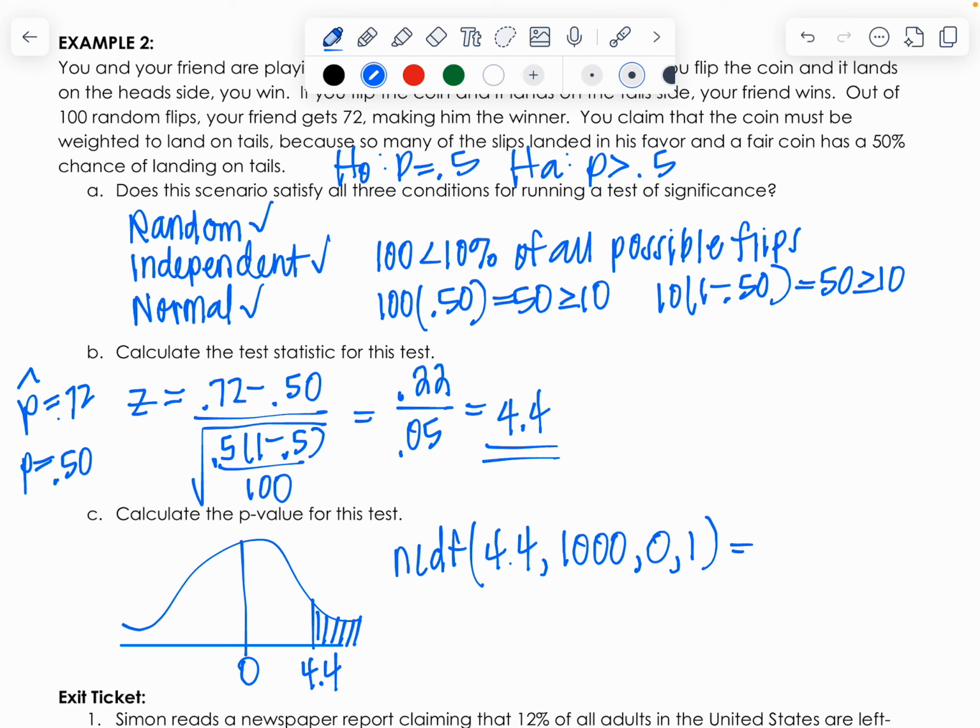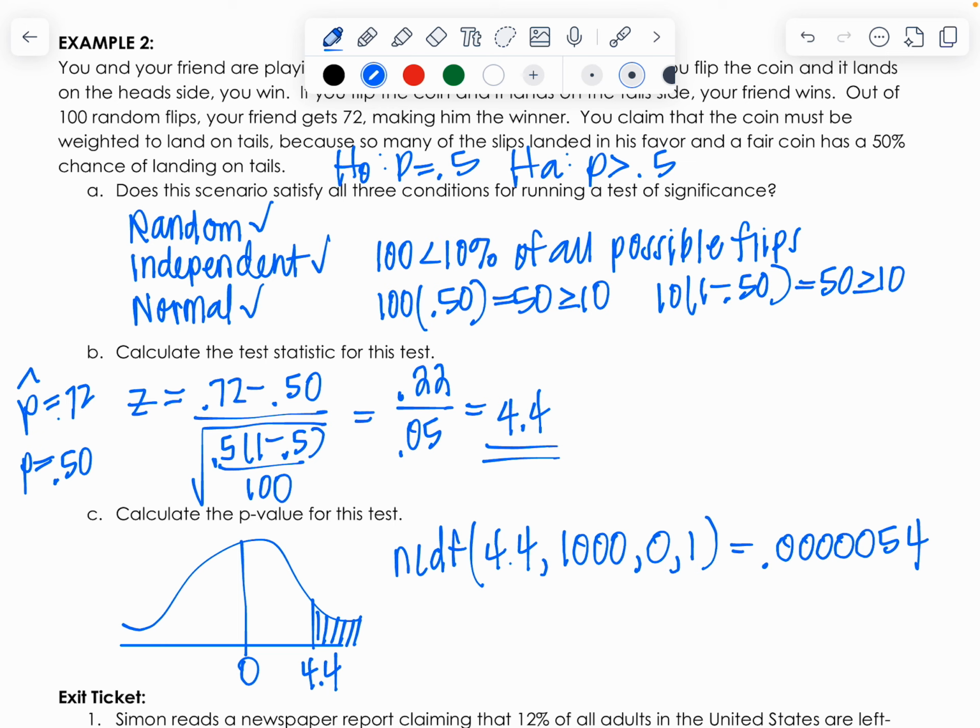And we get 5.416 times 10 to the negative 6. So 0.00000554. Tiny, tiny p-value, which again, remember from yesterday, small p-values help you disprove the claim in favor of the alternate. So in this case, we might be saying, yes, it is a weighted coin because it's really high compared to the 50%, and therefore we have a really low p-value.